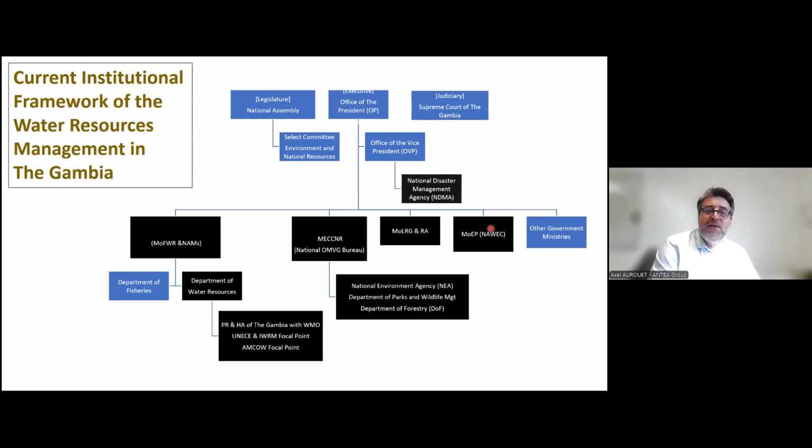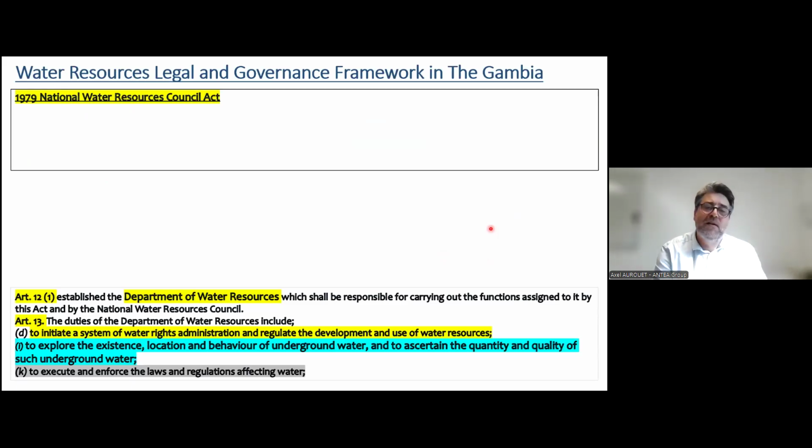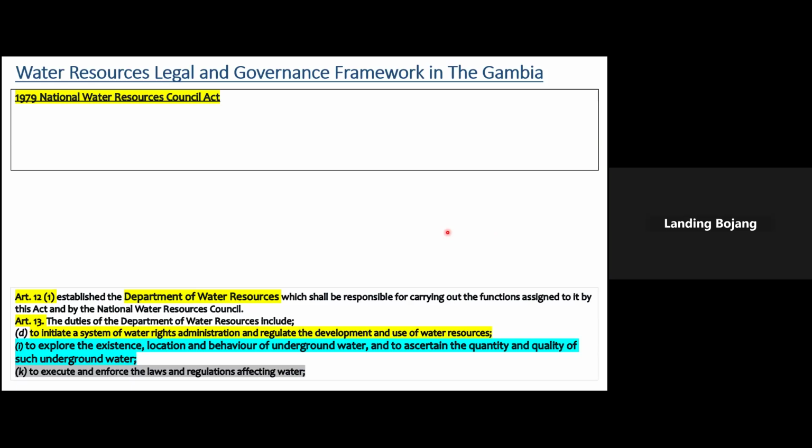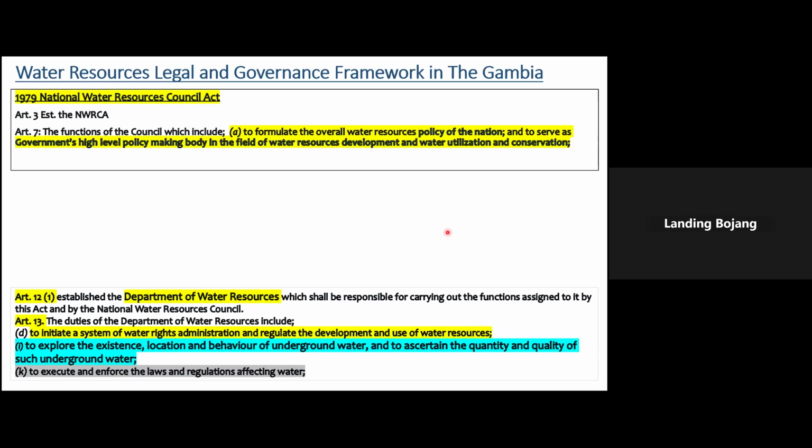We understand that there are a lot of issues around governance in Gambia. So can you just tell us also maybe a brief history of how water resource governance is currently tackled by Gambia? Yes, this is important, and unfortunately, we still remain with the 1979 National Water Resources Council Act, which is the overall policy making and decision making framework for water resources in the country.